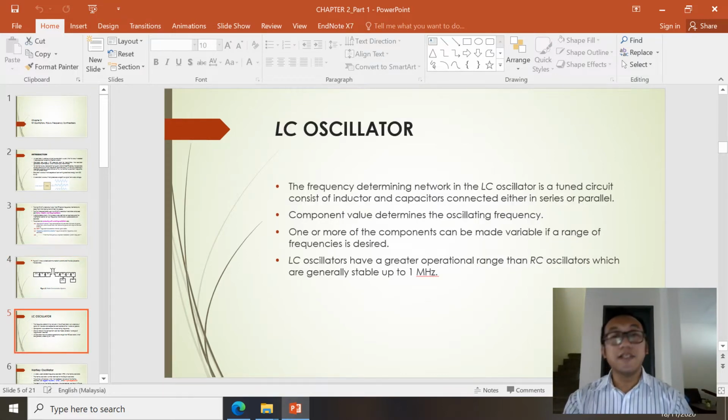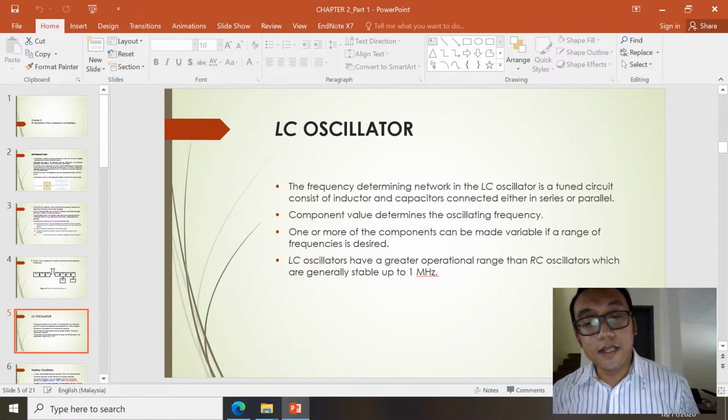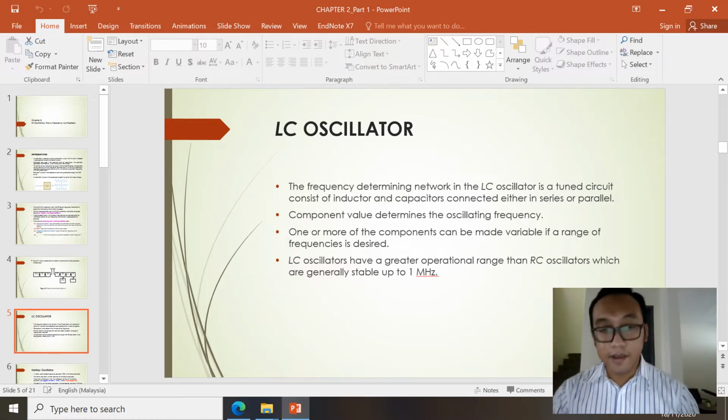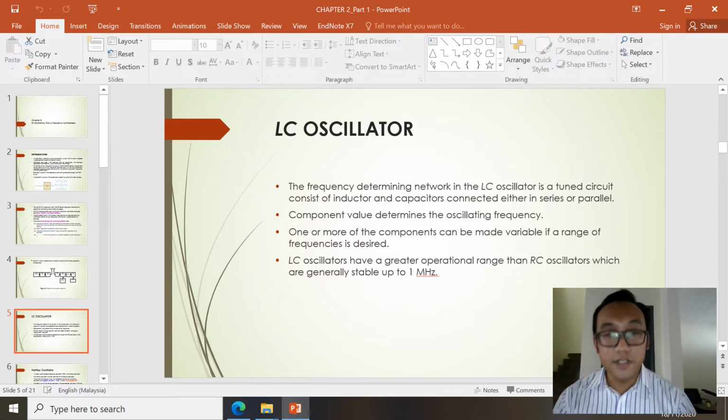Okay, this is the LC oscillator. When we talk about the oscillator, we already know that it is equipment to generate the carrier signal to carry data. But the main components in the oscillator are L and C, which are the inductor and also the capacitor.